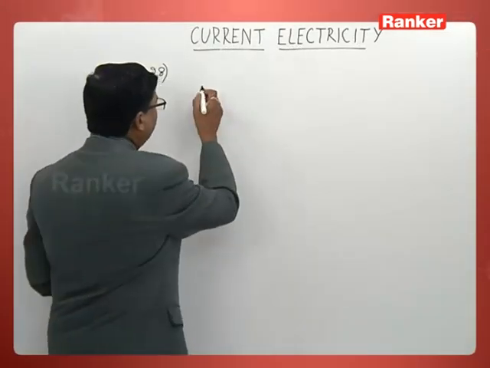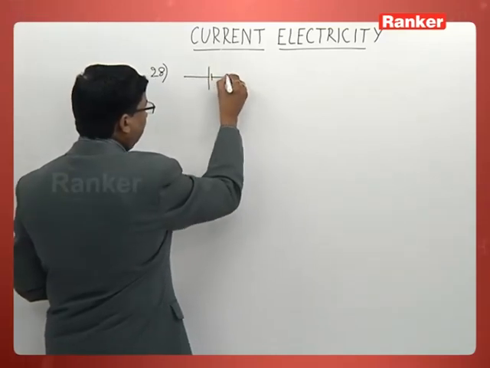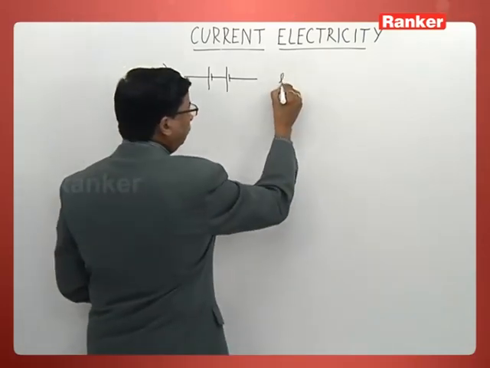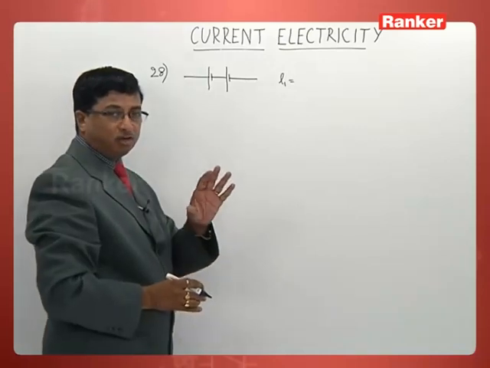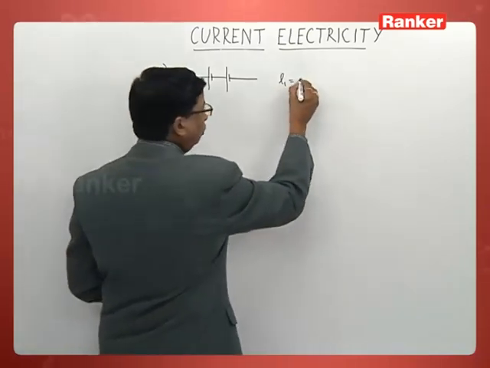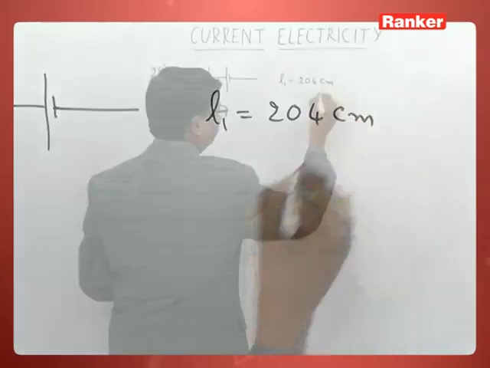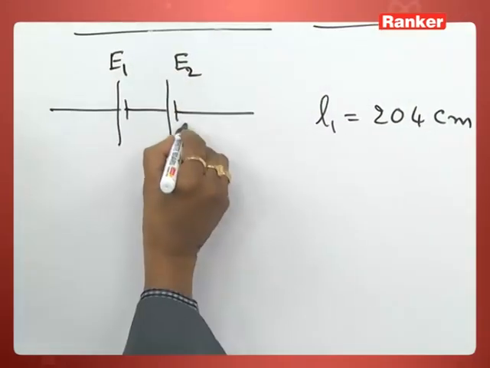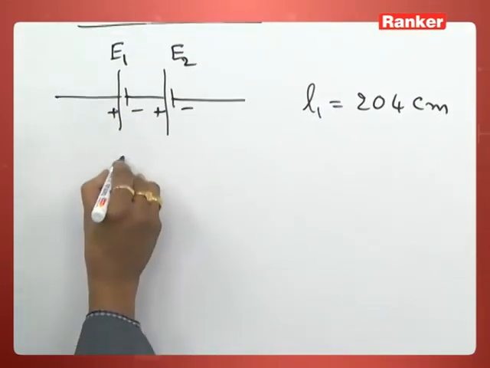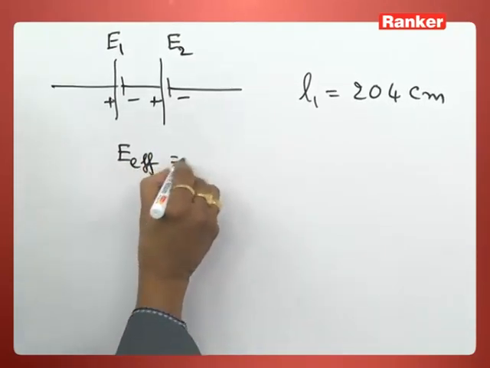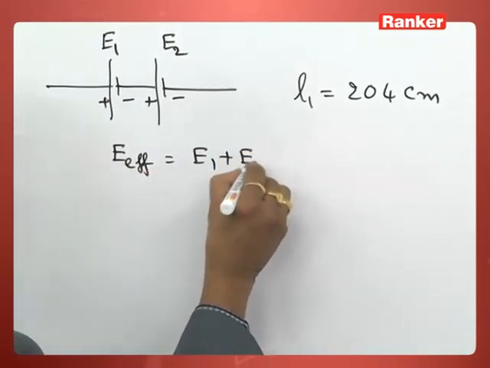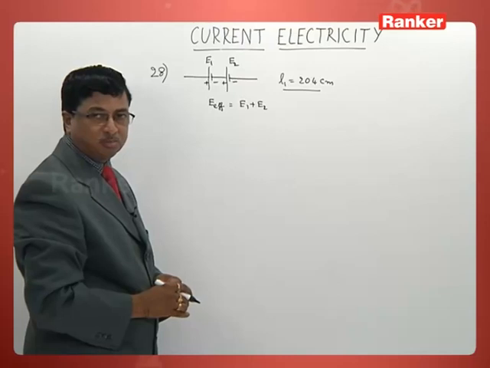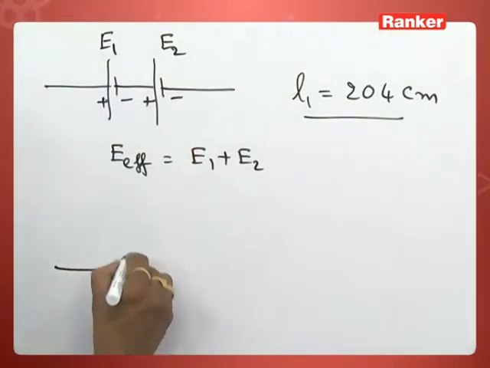In this case, we are just making use of two cells connected in series this way. And the balancing length what we have got over here, according to the problem given, is 204 centimeter. So what you should understand, if I take this one is of EMF E1, this one is of EMF E2, then what will now be the effective EMF, please? It will be E1 plus E2. And what will be the corresponding balancing length now? 204 centimeter.